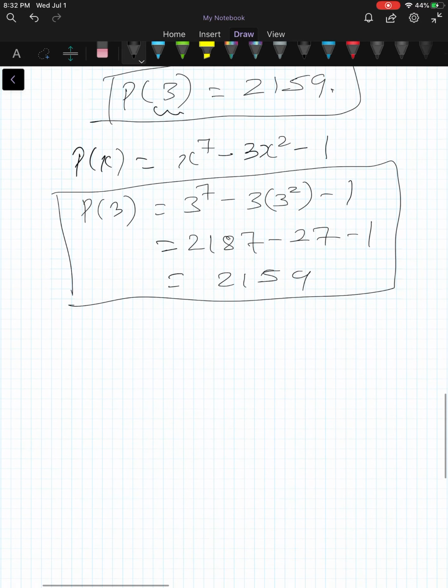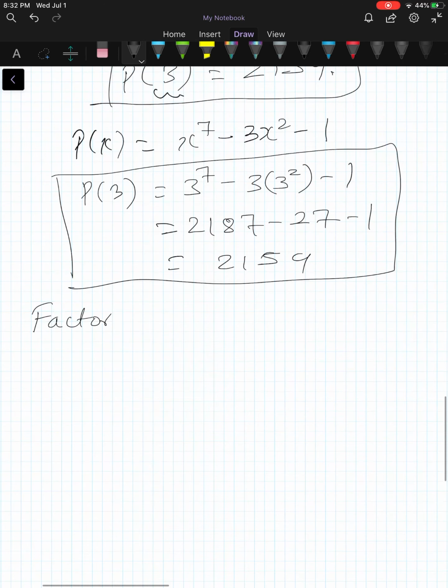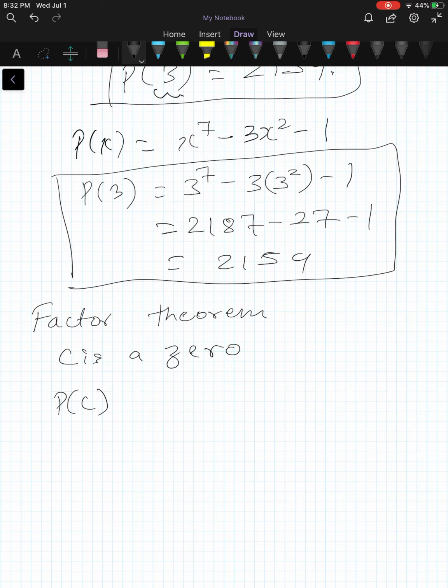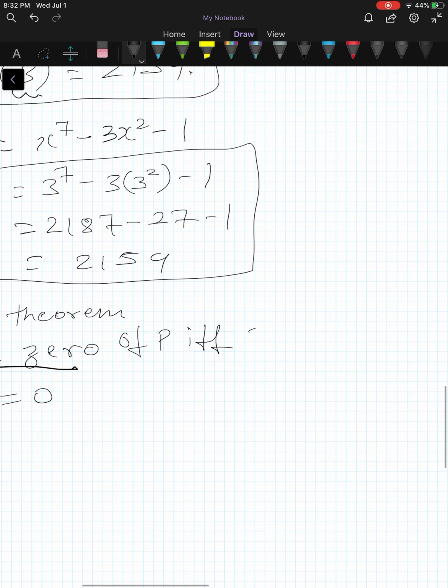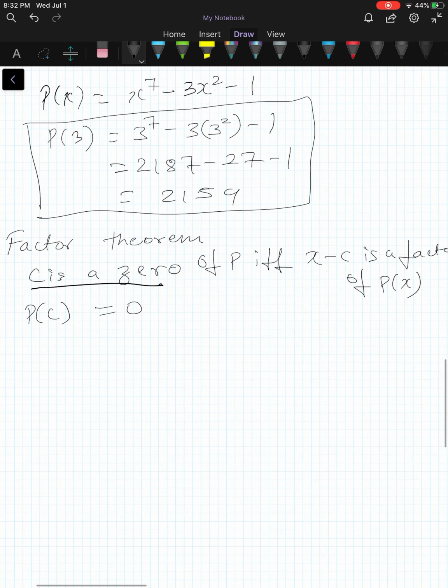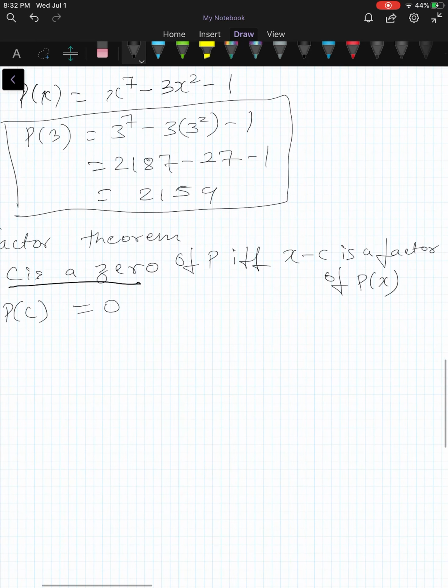Okay, we learn another theorem, that is the factor theorem. The factor theorem states that c is a 0. What do you mean by a 0? It is a root, that is, when you substitute the c value in the polynomial, you get it to be equal to 0 after simplification. Then c is called a 0. C is a 0 of p if and only if x minus c is a factor of p of x.